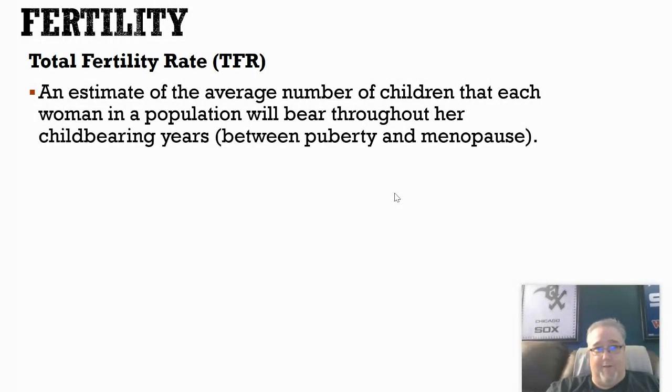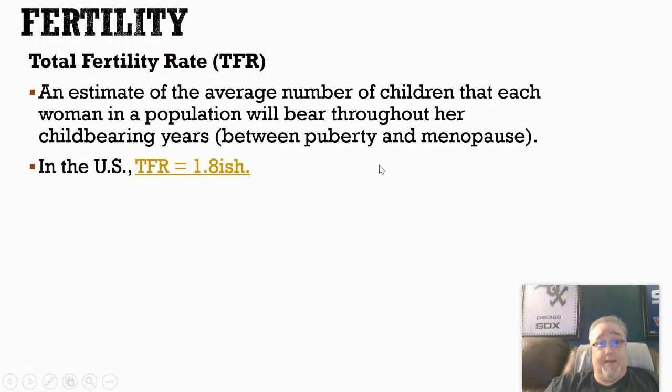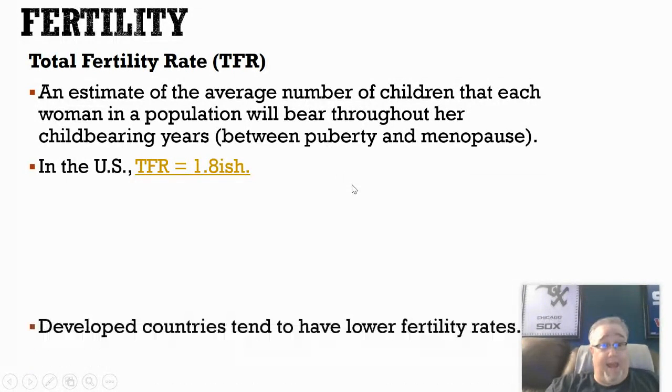And again, it does vary from woman to woman, but this is a number. How many kids will the average woman have in a country? Now, in the United States, that number is about 1.8. Yeah, it's a decimal because it's an average. You can't have 0.8 of a kid. I understand that. But in the US, it's 1.8.